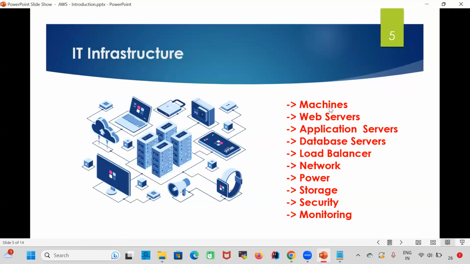In order to purchase this IT infrastructure, we need to spend a lot of money. I need 1,000 computers. I need 10 databases. I need load balancers. I need a network. I need power. I need storage, security, monitoring. I need to purchase all these things in the market. In order to purchase all these things, we need to invest a lot of money.